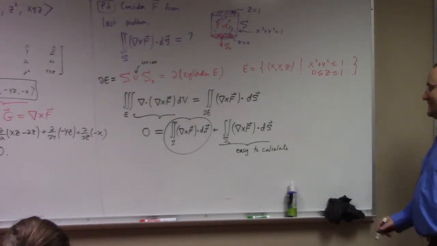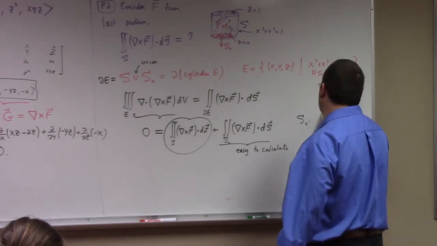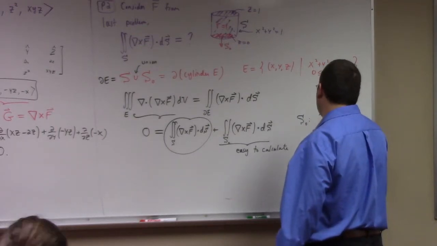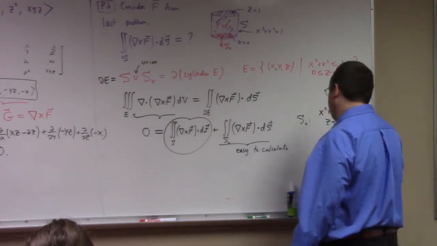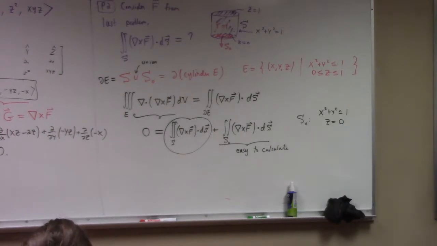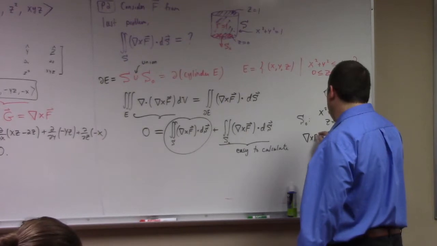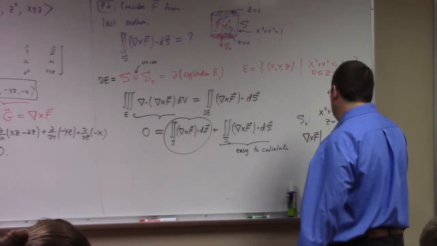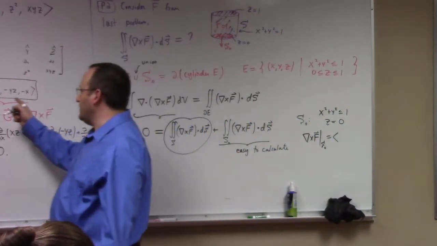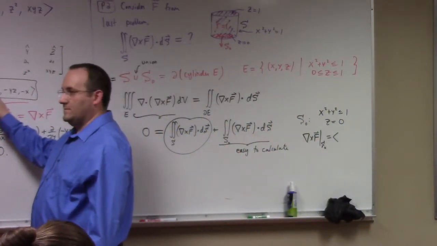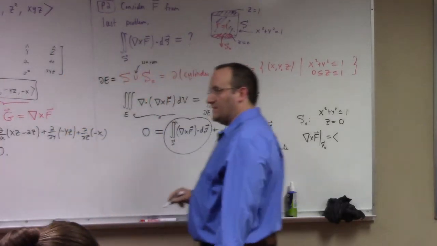What is S naught? Can we describe it? We could say x squared plus y squared is less than or equal to 1, z equals 0. What does the curl of F evaluated at S naught look like? We just look at the curl of F. What happens when we put z equal to 0 in here? 0, 0, minus x.